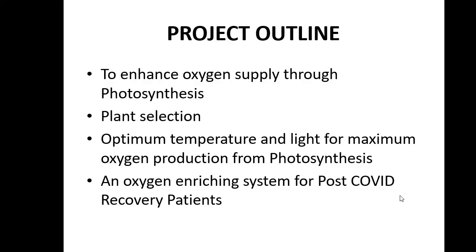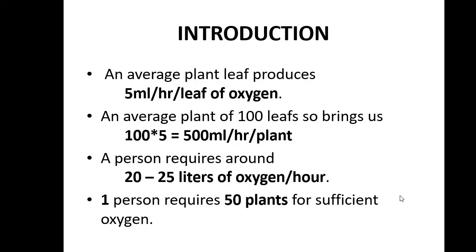That involved a plant selection, optimum temperature and light availability and a setup to achieve the same. As per our research, an average plant leaf produces 5 milliliters of oxygen per hour per leaf. So now, let us assume an average plant of 100 leaves, which gives us 100 leaves into 5 ml, which is equal to 500 milliliters per hour per plant.